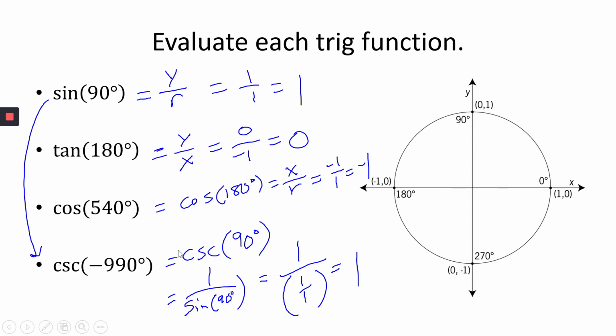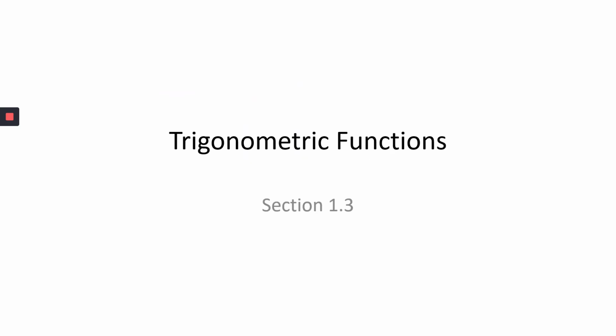And this is the same as cosecant of 90. Now to find cosecant of 90, what I would probably do is find sine of 90 and then flip it. Well, we already found sine of 90 at the top here. Sine of 90 was 1 over 1. Take the reciprocal, it's still 1. So cosecant of -990 is the same as cosecant of 90, which is the reciprocal of sine of 90. But because sine of 90 is 1, it also ends up being 1.